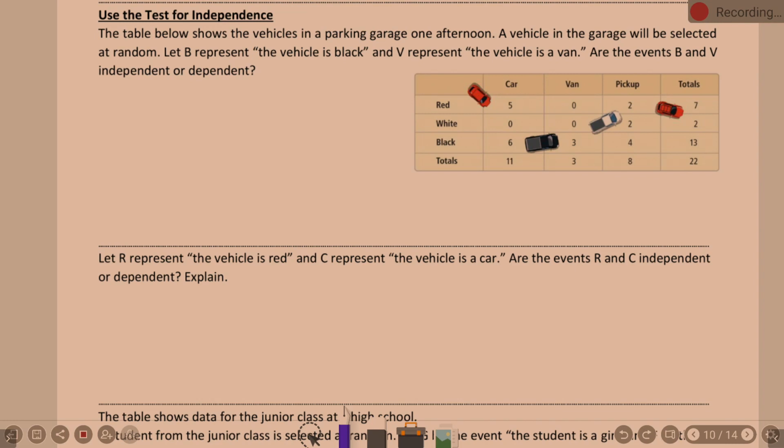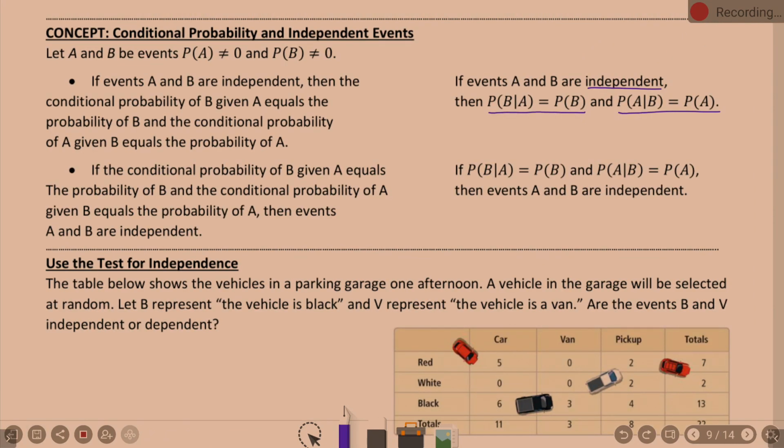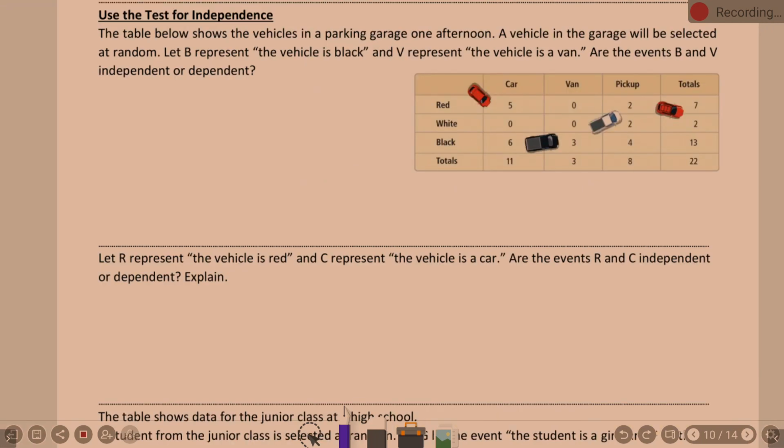If you go back up to the statement above, probability of B given A has to equal probability of B, probability of A given B has to equal probability of A. So what are we going to have to start off finding? We're going to have to find our conditional probabilities, yes? Okay. On this particular problem, they use B and V. So I'm going to start off saying let's find the probability of B given V.